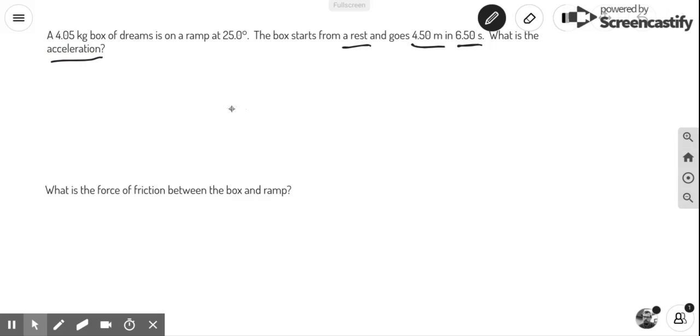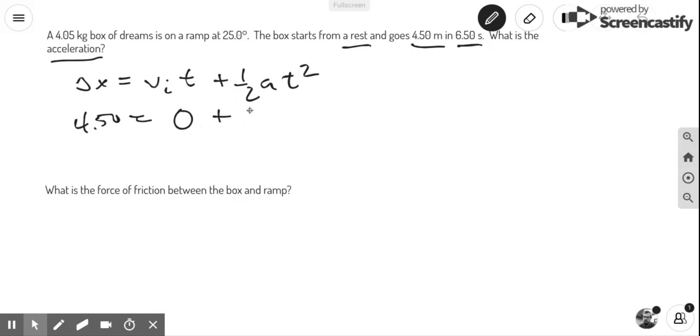If I look through my equations sheet, we'll be looking at delta x equals v_i t plus 1/2 a t squared. That's just one of our one-dimensional motion equations, because it's just sliding down a straight ramp. We know the distance, 4.5 meters. We know the initial velocity is 0. We don't know our acceleration. That's what we want to find. And time is 6.5 seconds squared.